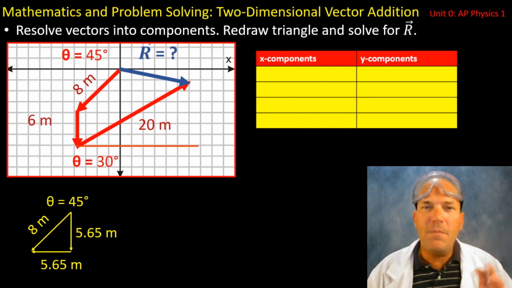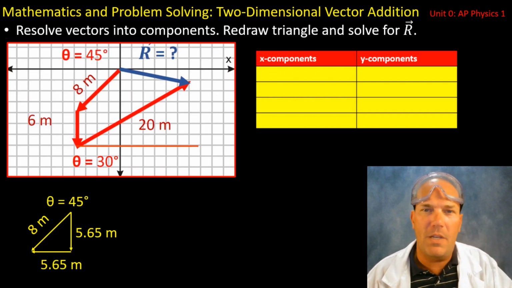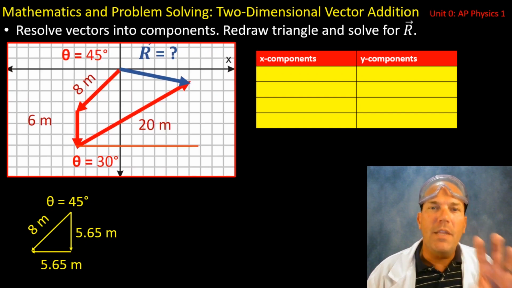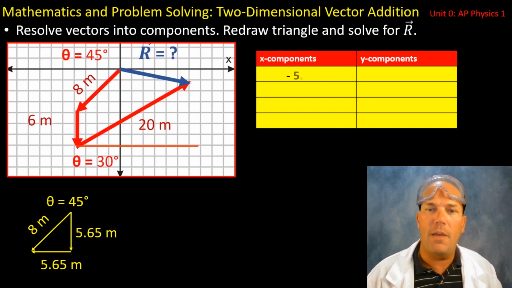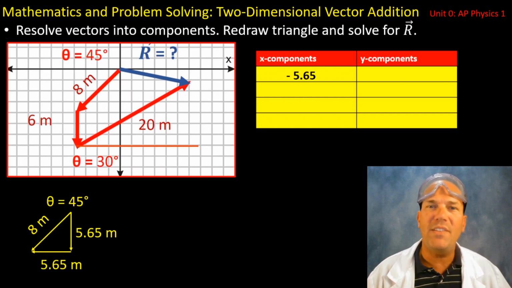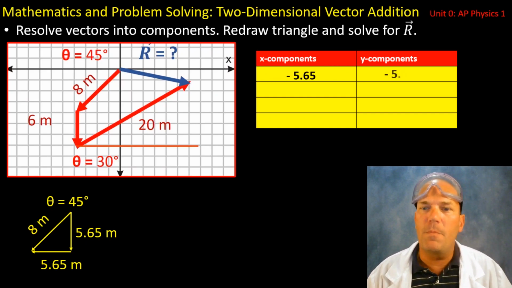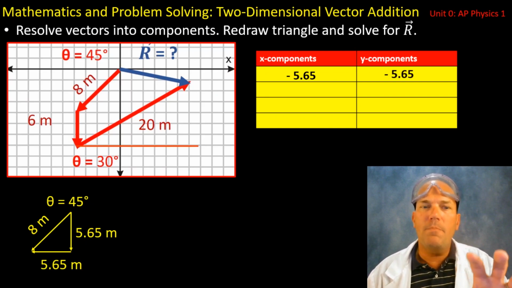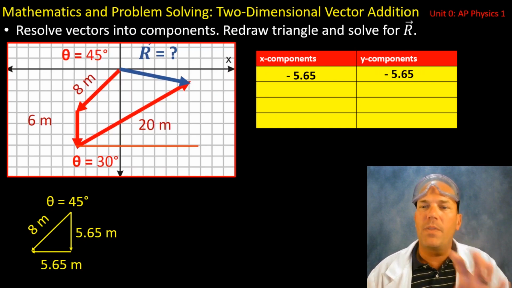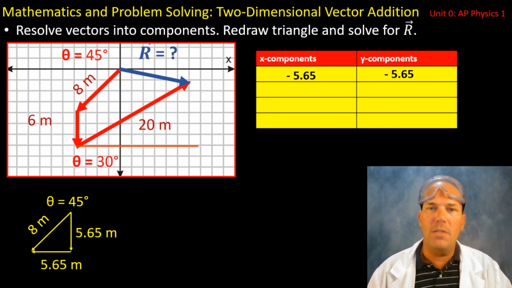So a couple different ways to analyze the geometry, and I would invite you to use whatever's most intuitive to you. All right, so now let's add these to our table that we've started here. Our x component is westward. Let's call west negative. So we have a negative 5.6. Our y component is southward. Let's call south negative. So that is also a negative 5.65 meters.